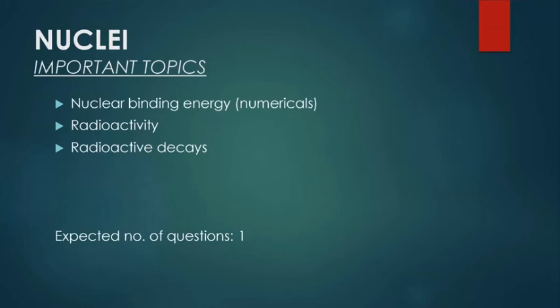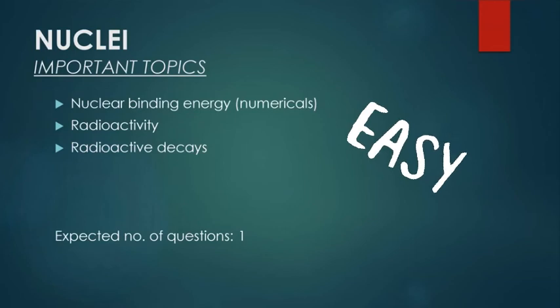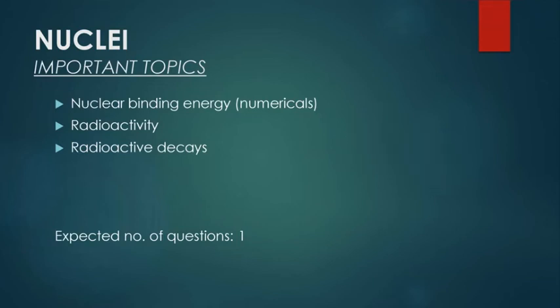It is a very small chapter, though it has a lot of information in it. In this chapter, radioactive decays is the most important as numericals can be asked from that topic mostly. Otherwise, this chapter is very easy, and if you practice appropriate amount of sums and go through NCERT thoroughly, you can easily fetch enough marks from this chapter. You can easily score marks from it. Expected number of questions from this chapter is only 1.